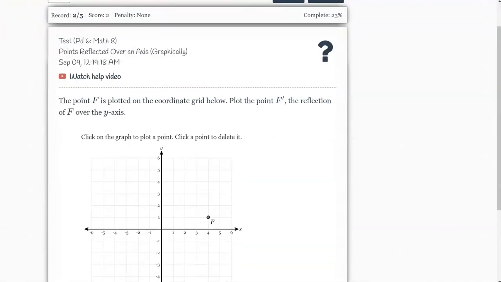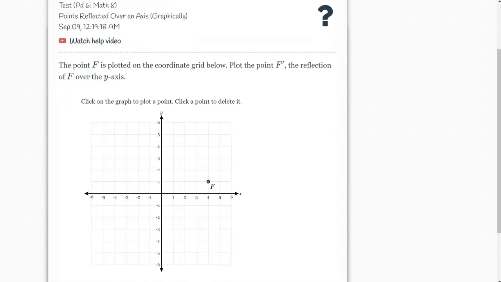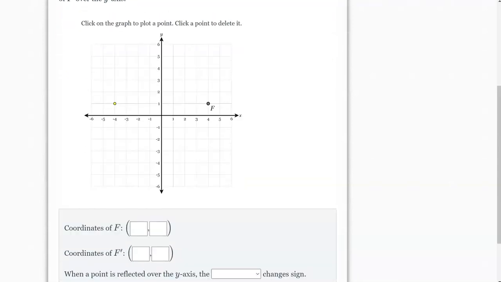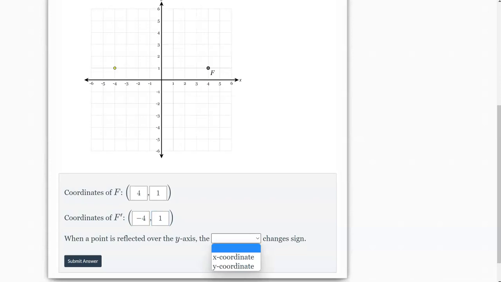This one says, plot F prime, the reflection of F over the y-axis. So this time I want to jump the same number of units, but I want to jump over the y number line. So that's left to right. So instead of being 4 units to the right, I'm 4 units to the left. So let's type down the gray point first. The original point was 4, 1, and the yellow point is -4, 1. So you notice the difference? The only change is with the x coordinate.